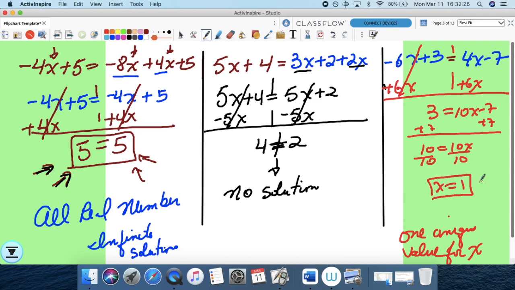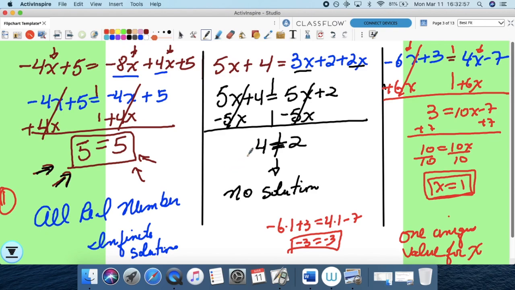So, this one says that if I plug in 1 and replace it right over here, and right over here, and do my check, I'm going to get negative 6 times 1 plus 3. On the right side again, I'm going to get 4 times 1 minus 7. Here I get negative 3, and here I get negative 3. So that's a true statement, and that true statement can only happen when x equals 1. So there are 3 different scenarios. First one, when there is an infinite amount of solutions. 2, no solution. 3, just one solution. x can only be a certain value to make that equation true.